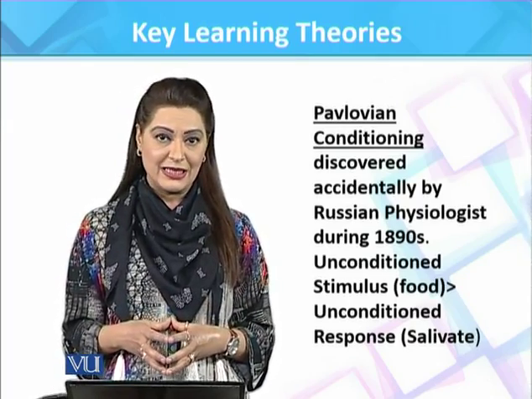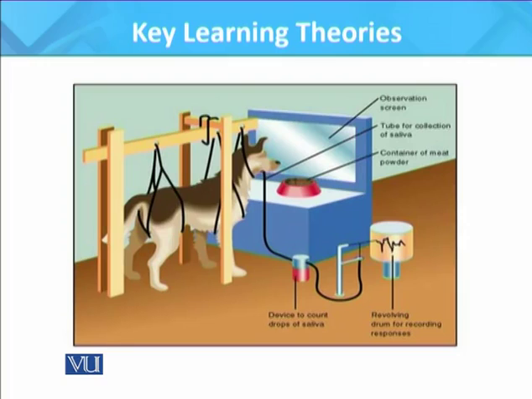response, which is salivation. If we look at this image, we would see that during the experimentation process, you could see the observation screen, then you see the tube for collection of saliva, the container of meat powder, the device to count drops of saliva, and the revolving drum for recording responses.